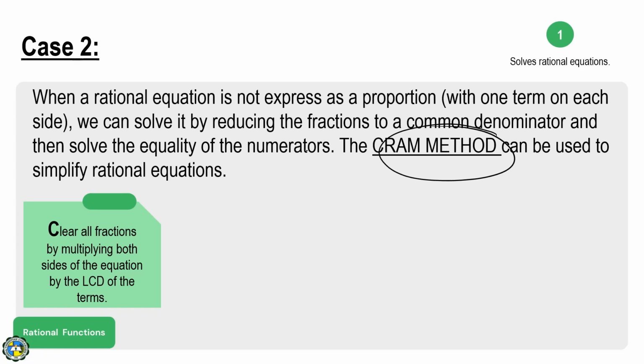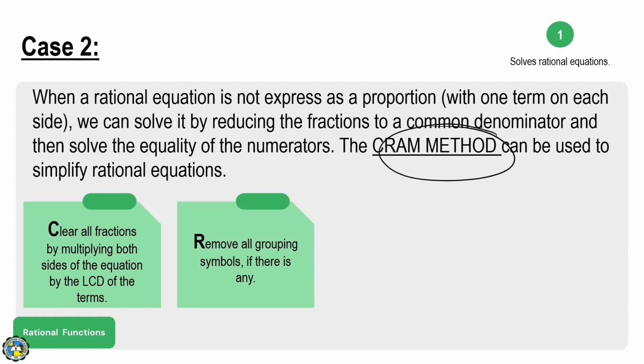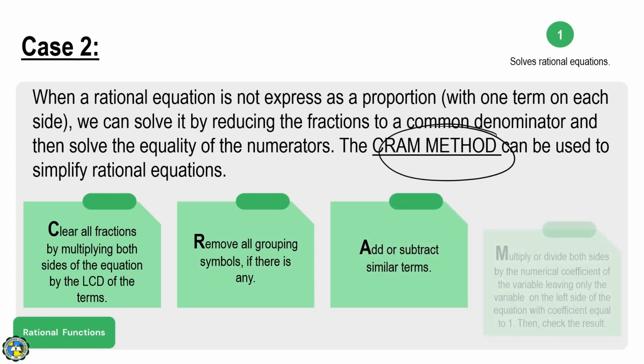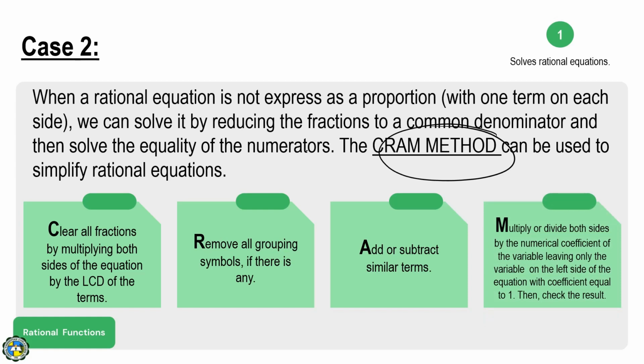both sides of the equation by the LCD of the terms. R, remove all grouping symbols if there is any. A, add or subtract similar terms. And M, multiply or divide both sides by the numerical coefficient of the variable, leaving only the variable on the left side of the equation with coefficient equal to 1. And syempre, we have to check the result.